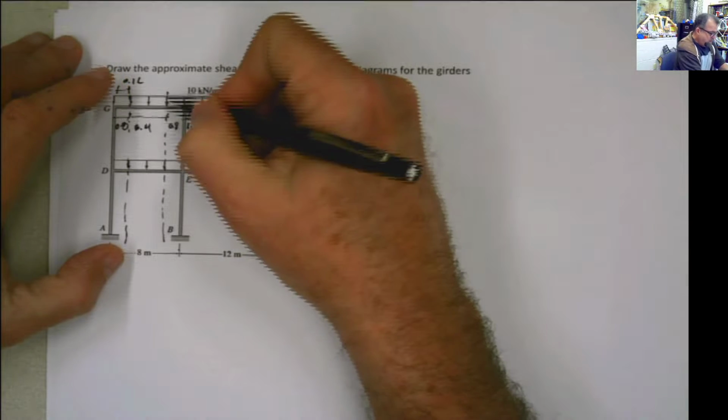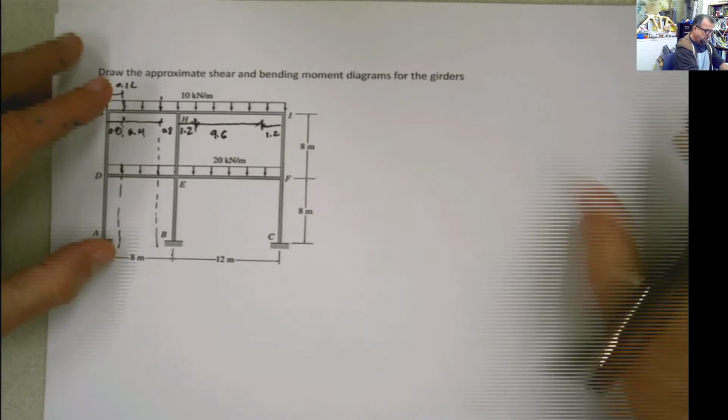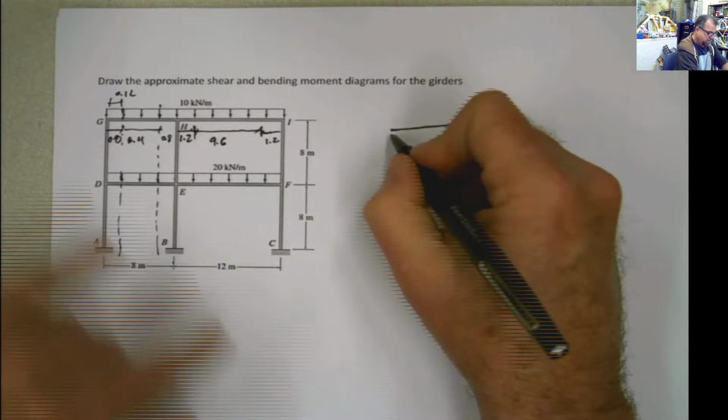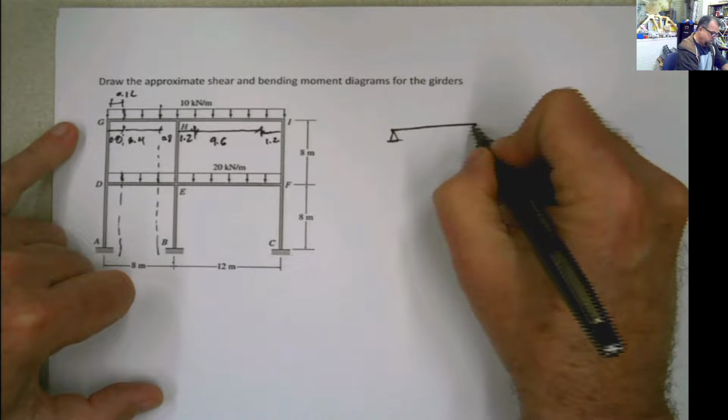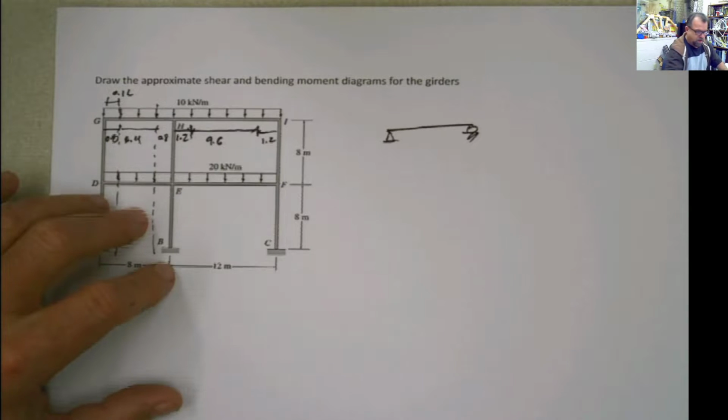Once we have that, we can solve this problem by starting with the middle part, this portion here. So that portion over there, I'm going to say that is this. And you have the load on top of that.